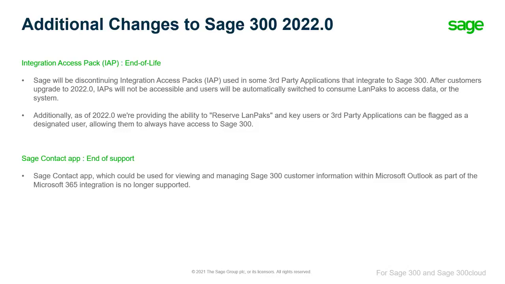The Sage Contact app, which could be used for viewing and managing Sage 300 customer information within Microsoft Outlook as part of the Microsoft 365 integration, is no longer supported. Lastly, .NET remoting will not be supported with the 2022.0 release.